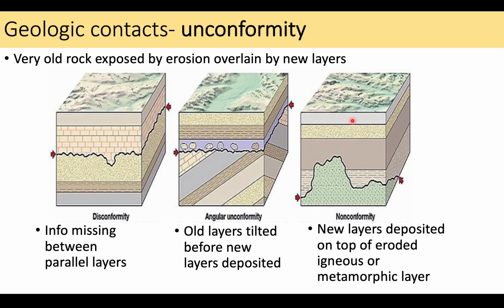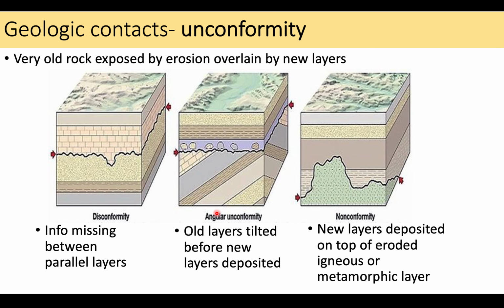So a disconformity would be here. This is where we have information missing between parallel layers. So there's parallel layers, but we can tell that they weren't deposited right after each other because there must have been some erosion. So they're not perfectly flat contacts. They are eroded away contacts. So something must have happened between the deposition of this layer and the deposition of this layer.